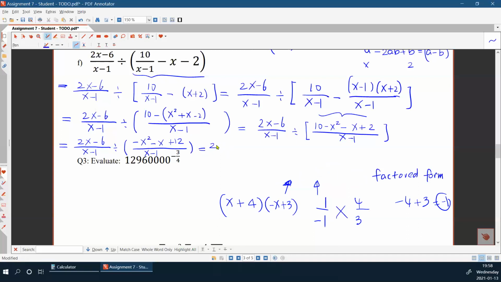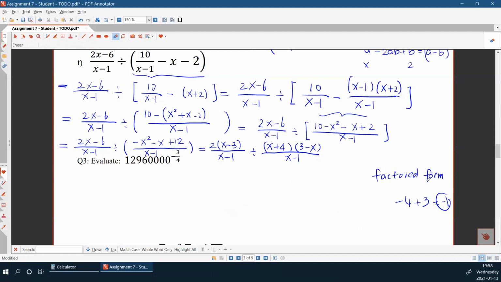That means 2x. Okay, 2x minus 6 can be rewritten as 2 times x minus 3. Okay, the reason we do this is that, again, we want to rewrite each term in a factored form. Okay, minus divided by x plus 4. Okay, minus x plus 3 is 3 minus x divided by x minus 1. Okay. And now you can see all of the terms are in a factored form.